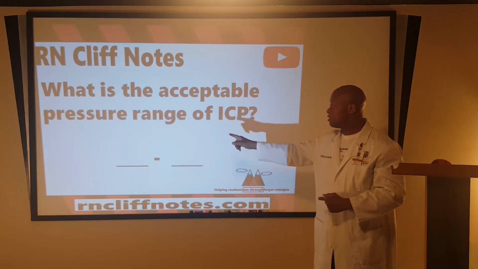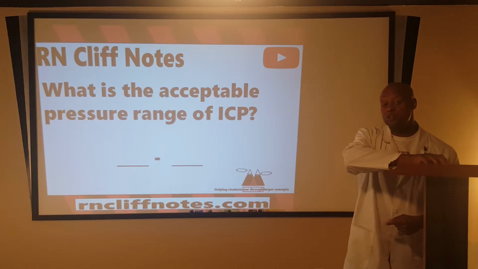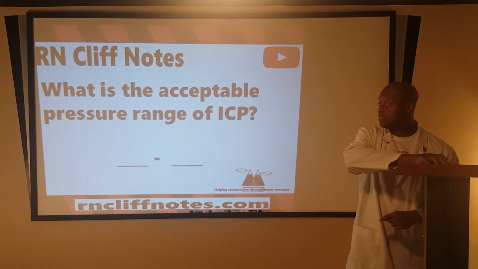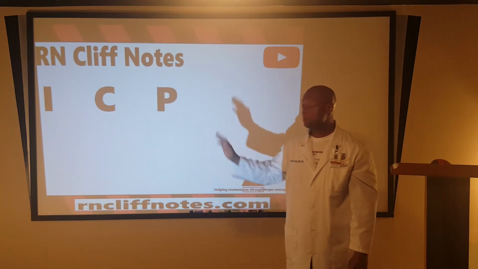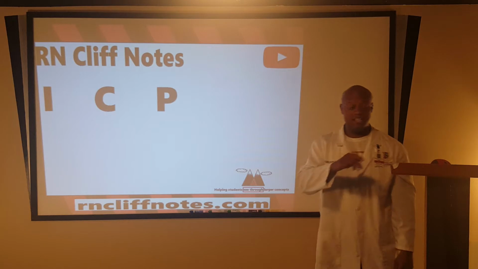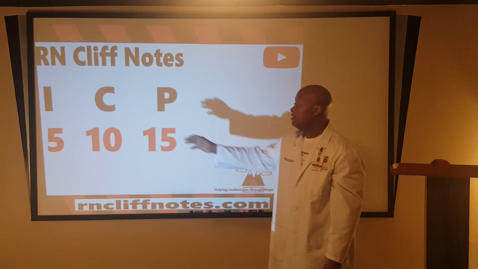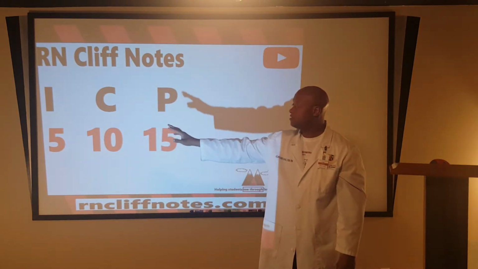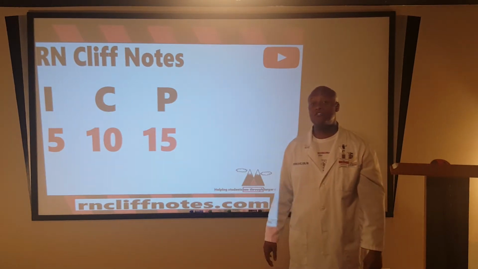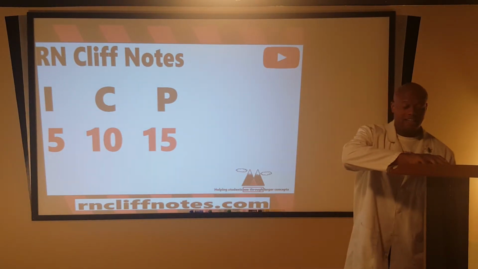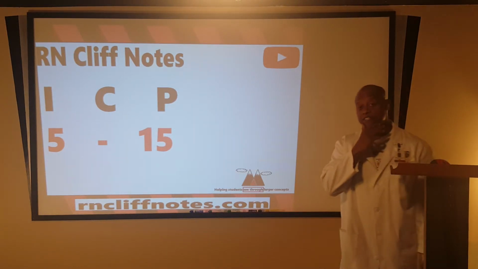So, as we talk about the acceptable range of pressure for the ICP, we're going to use one of those numbers, and that number this time is 5. Okay? So, we take the letters I, C, P, and we assign 5 to each one of them, right? And as we look at our increments, what happens? I is 5, C would bring that up to 10, plus another 5 for P would bring our range up to 15. Yes? And the normal range for intracranial pressure is 5 to 15.